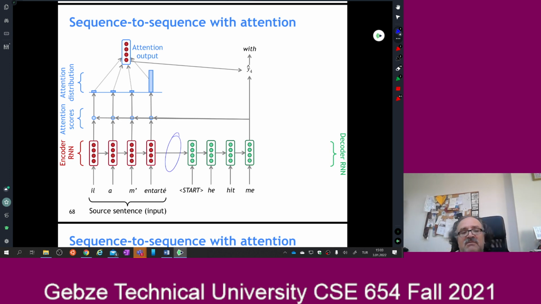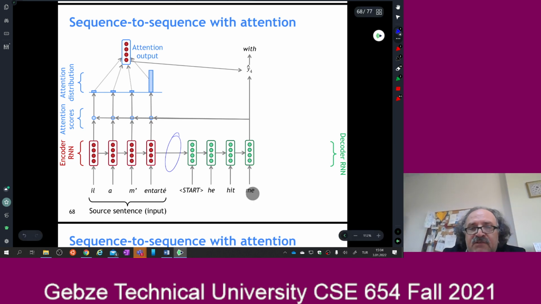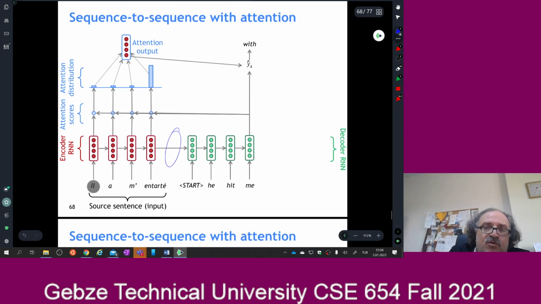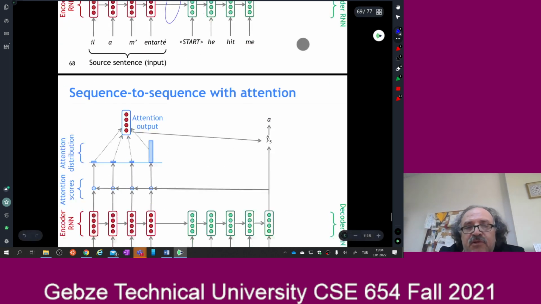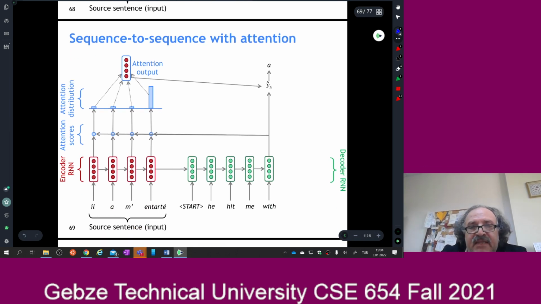More connection means that the bottleneck problem is mostly addressed, and longer dependencies, for example, where this one is dependent on something at the beginning of the sentence, are possible now because every time I am measuring this attention with the previous ones. That's called attention, and it turns out that this works very well.